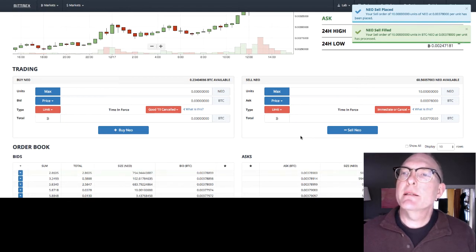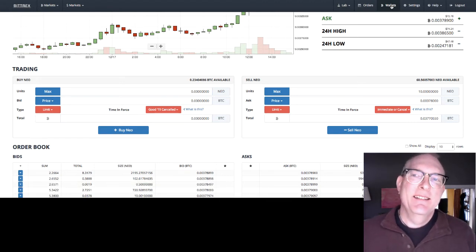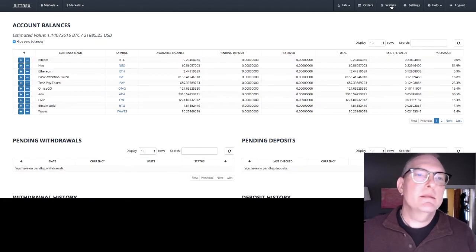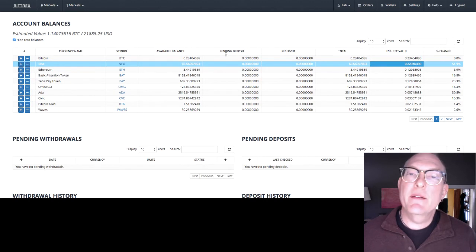It says it's processed, and we're going to double check this. This is how I screwed up last week. We're going to go to the wallets. And my computer is much better now. And okay, now Neo is 60. It was 70. We sold 10 of them.